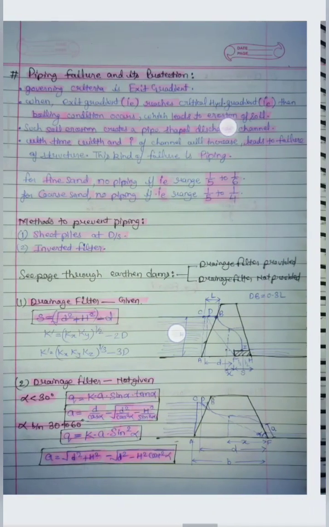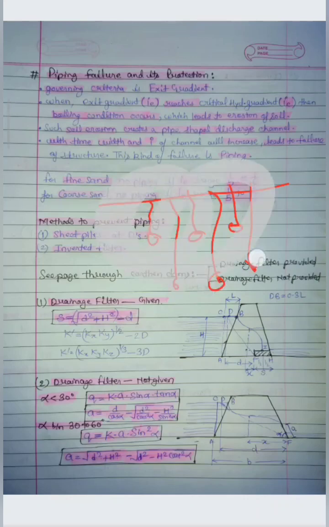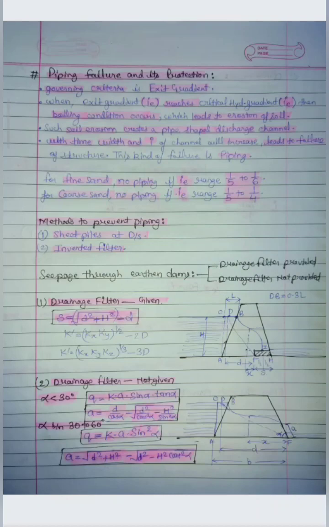Now we have discussed the piping failure already, so here we look into it in depth. So the piping failure and its protection. The governing criterion is exit gradient. To be safe against piping failure, we have to know the exit gradient. When exit gradient IE reaches the critical hydraulic gradient, that is IC, then the boiling condition occurs. Boiling condition means the effective stress on the soil particles is 0, so they start coming to the surface like boiling molecules of water. This is why that condition is called boiling condition, which leads to erosion of the soil mass.